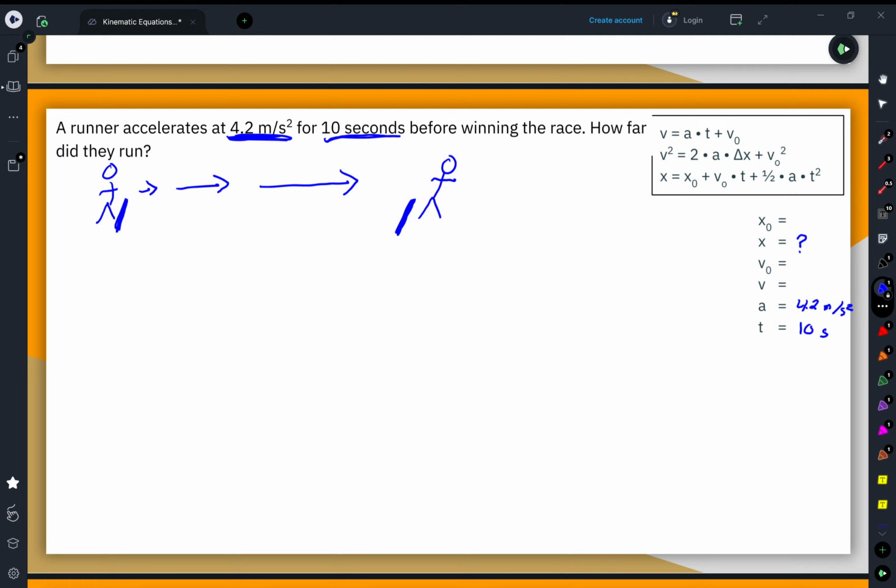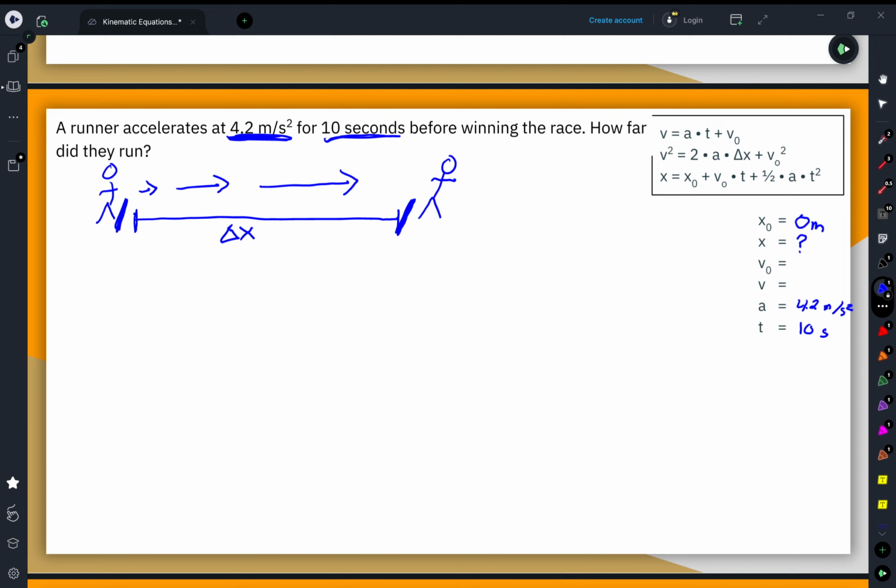Now, for these other variables, I don't know my starting position, my starting velocity, or my final velocity. This is where I might need to analyze the picture that I drew and make some assumptions. One of the assumptions I'm going to make is if we're trying to figure out how far they went from the beginning to the end, that's really the change in position. So if I just say that my starting position is a position of 0 meters, as long as I find the final position, that will be their total distance that they ended up running in a straight line.